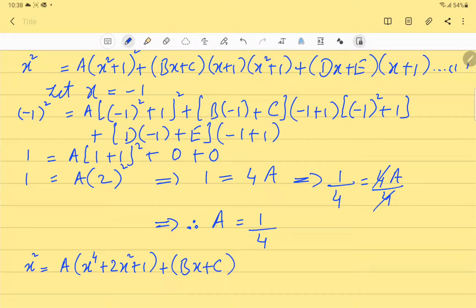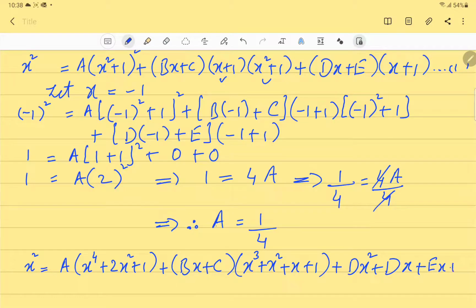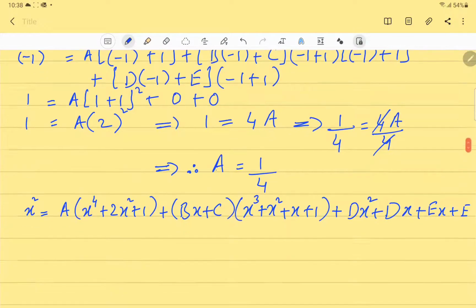We will multiply both the brackets, this one and this one. It will be x cube plus x squared plus x plus 1 plus, now we will multiply dx plus e with x plus 1, so we will be getting dx squared plus dx plus ex plus e.